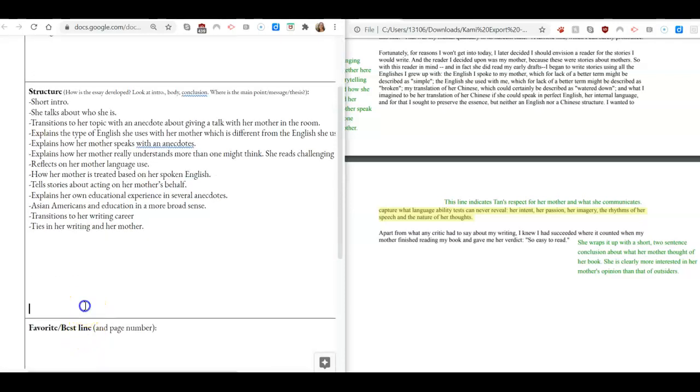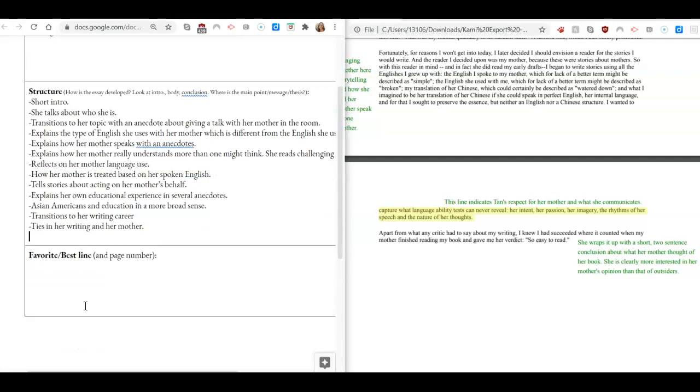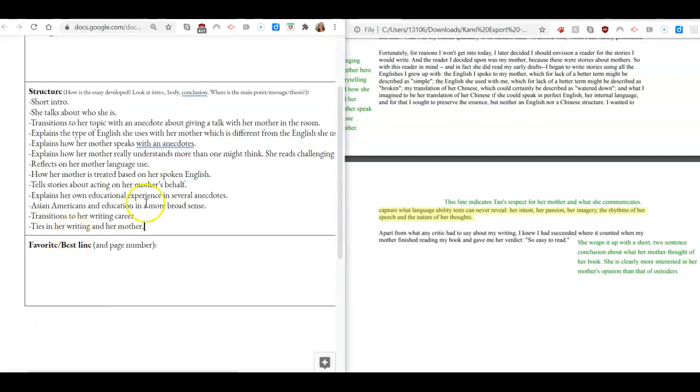Okay. So that's just kind of the structure. I think it's important. I'm kind of detailed here. Yours may not need to be quite so detailed. But it is important that she moves through and talks about who she is. She tells a lot of stories about herself, about her mother, about the two of them together, and then brings it together and talks about her own writing and her mother.